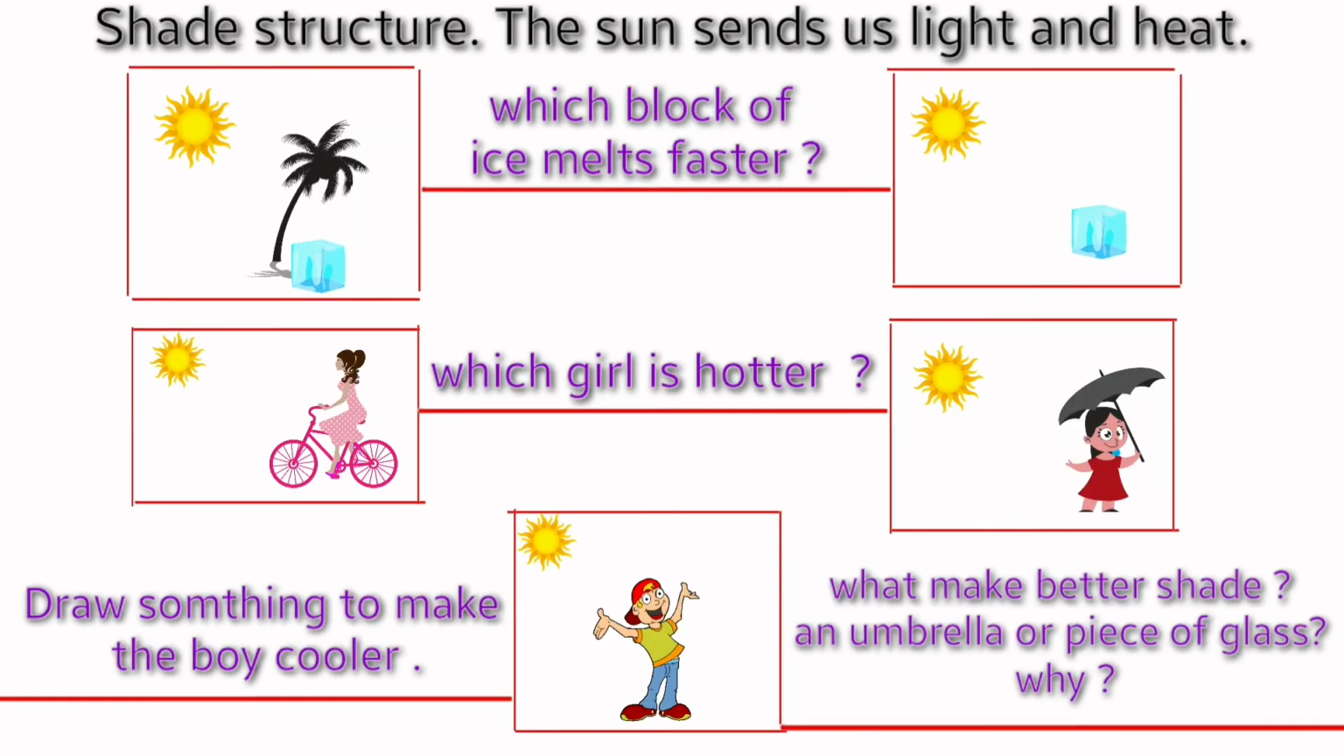Shade structure. The sun sends us light and heat. Which block of ice melts faster? Which girl is hotter? Draw something to make the boy cooler. What makes better shade? An umbrella or piece of glass? And why?